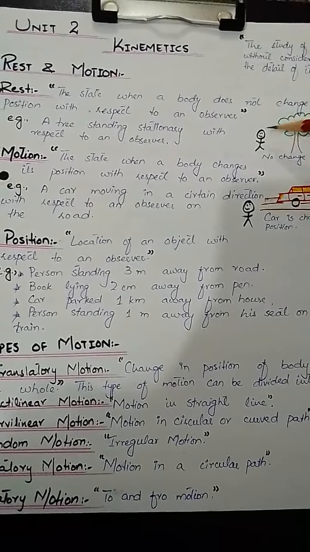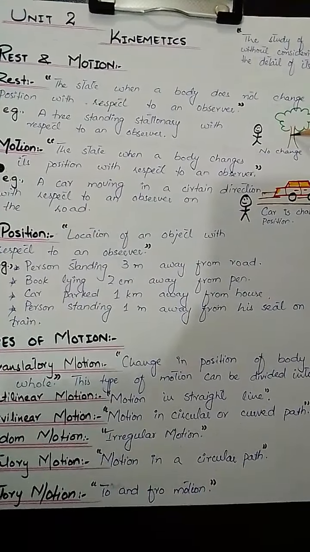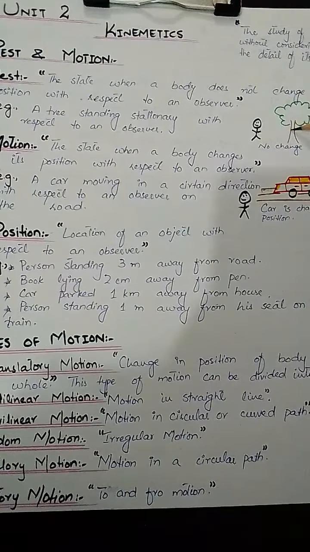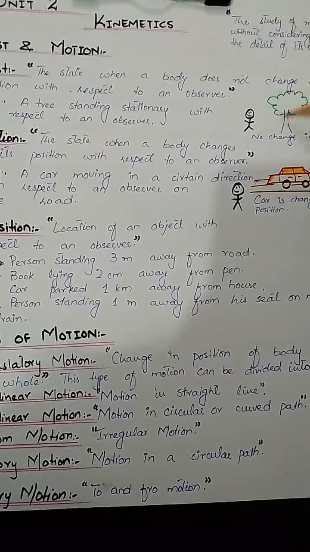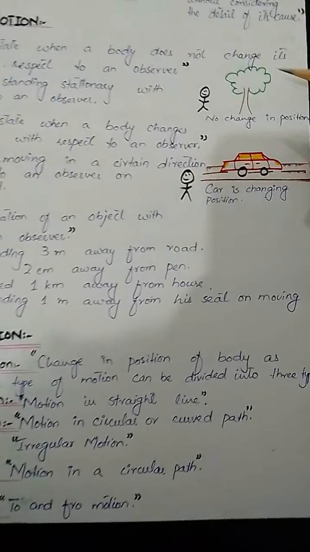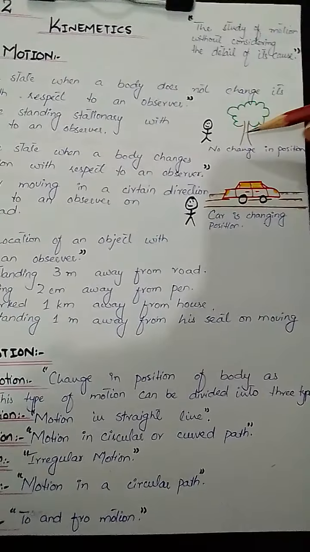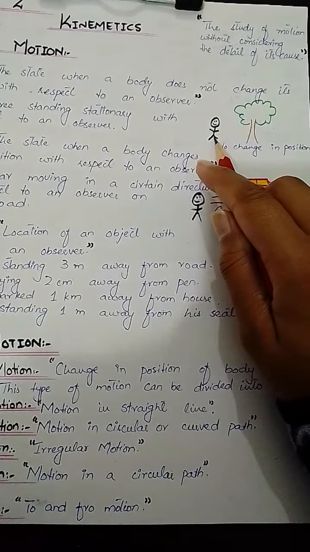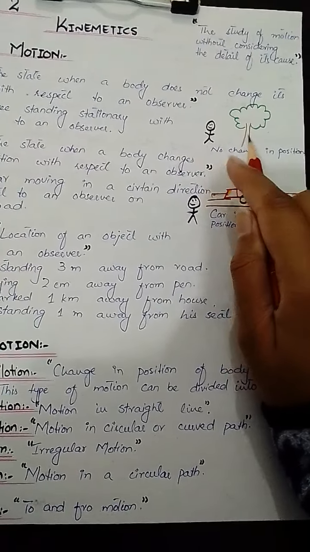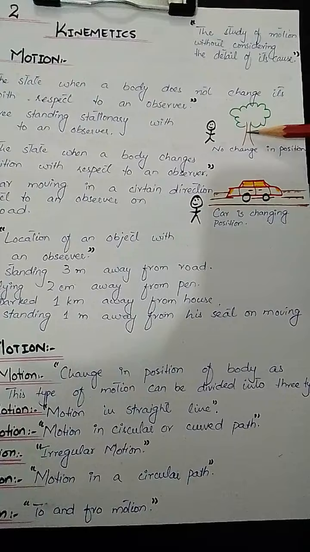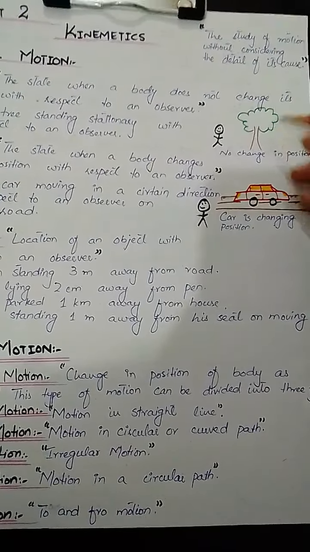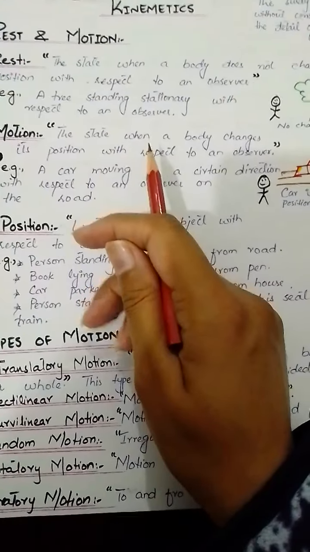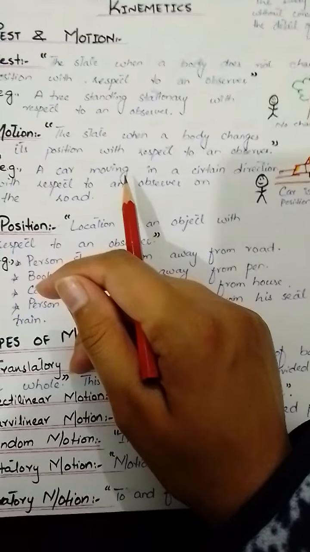So we have taken the example of a person who is just standing right beside a tree. Now इस person के लिए ये tree in a state of rest है because this tree is not changing its position, right? You can see it over here. ये tree उठकर कहीं और नहीं जाएगा, ना ही ये person यहाँ से हिलेगा. In that case, the position of both the observer and the object stays the same, right? So in this case, the tree won't change its position, therefore the tree is said to be in a state of rest. Motion is the state when a body changes its position with respect to an observer.